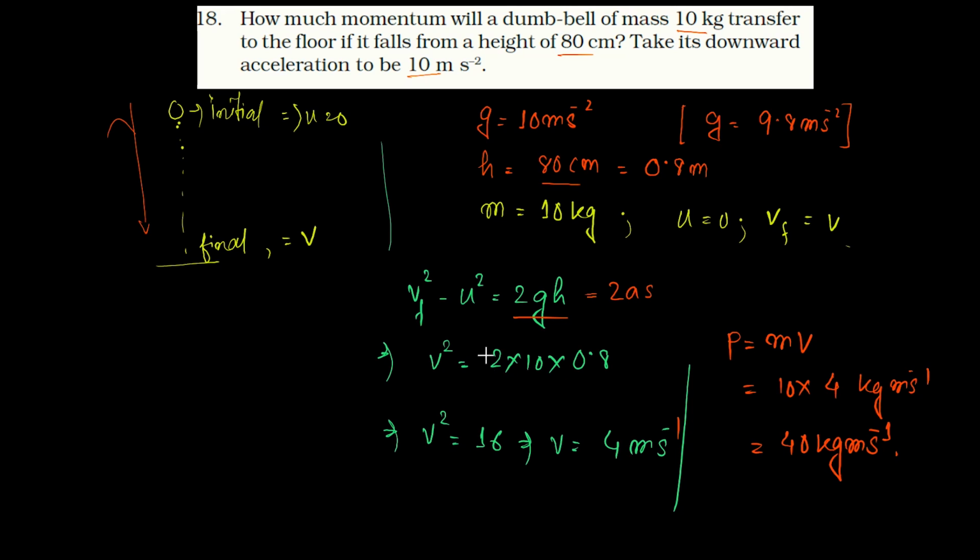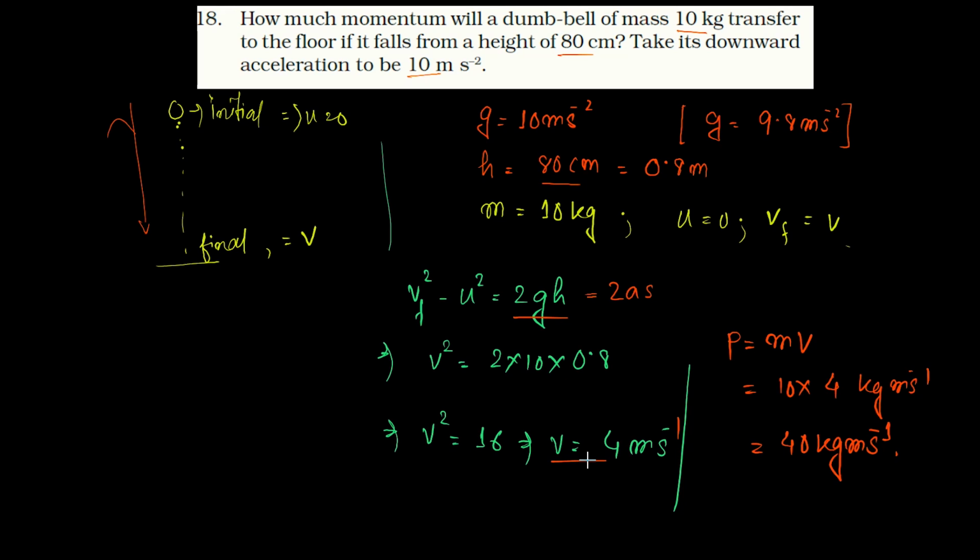We have just used this relation to find out V. Again, we use that velocity in calculating the momentum. Simple, P equal to mv. M is given as 10 kg and V we have got as 4 meter per second. Just solve it. You are going to get 40 kg meter per second.